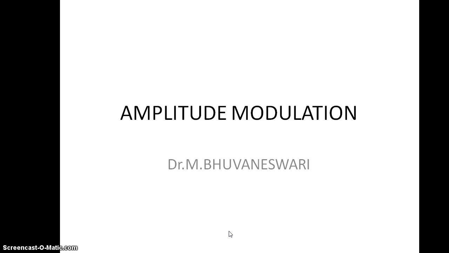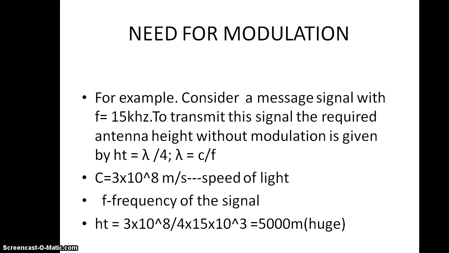In a communication system, the information can be modulated in different ways. One of the modulation types is called amplitude modulation. Now we'll see what the advantages of modulation are. The first and foremost advantage of modulation is that using modulation, the height of the antenna will decrease. We'll see how this happens.